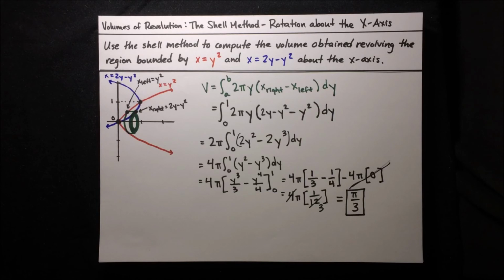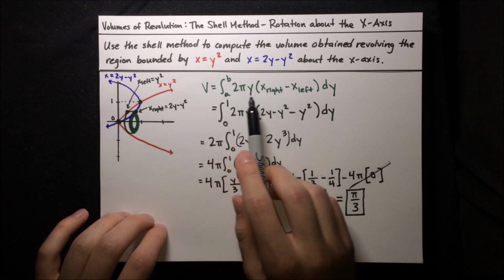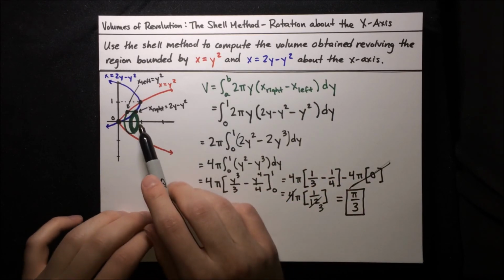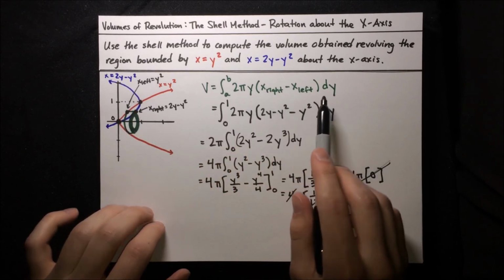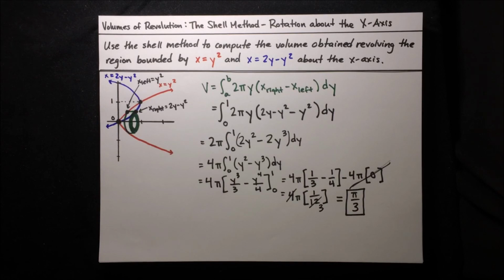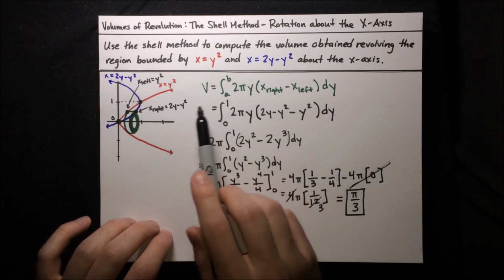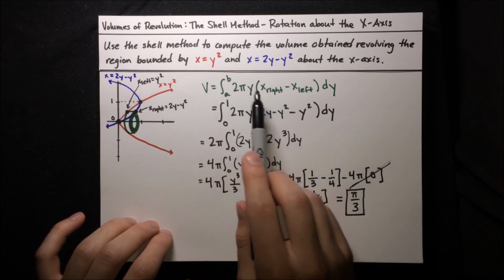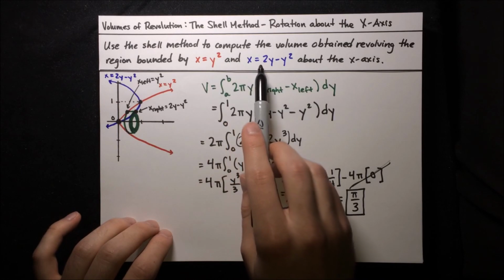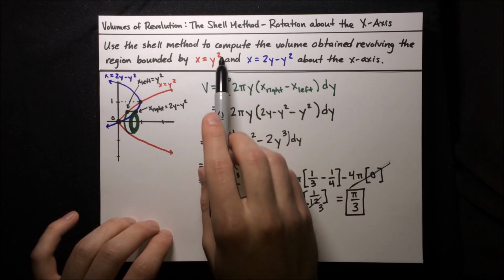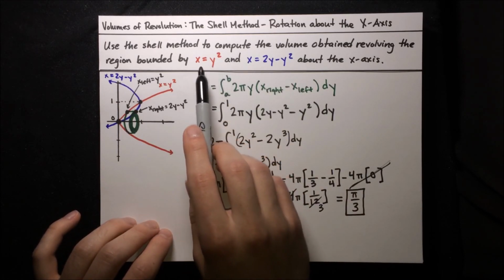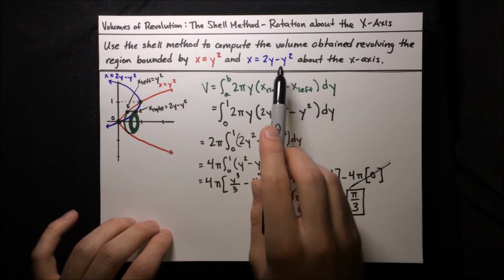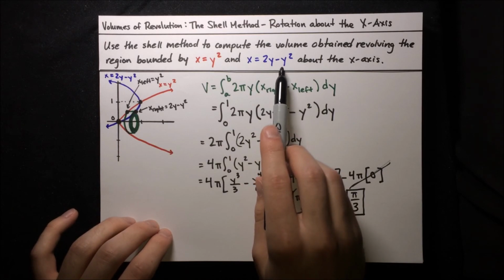Now before we end, let's talk about why we use this shell method. You might say, well, this seems much more complicated than the disk or washer method, so why can't we use that? Why do we have to use the shell method? And the answer is that in order to use the washer or disk method, you need to find y as a function of x for both of the curves. So given our curves here, x equals y squared and x equals 2y minus y squared, for x equals y squared, you could find y as a function of x. You can just take the square root, but how about x equals 2y minus y squared? That's a lot harder to solve for y in terms of x.